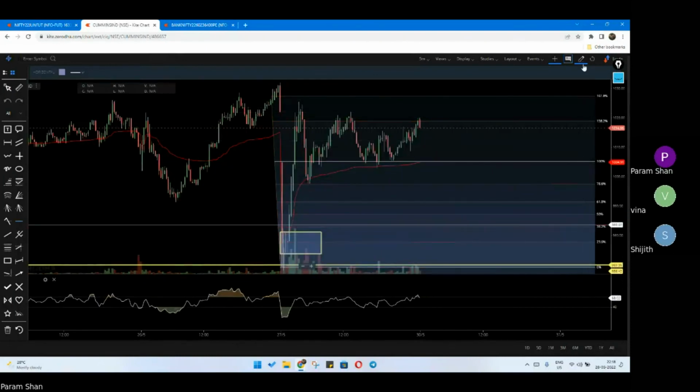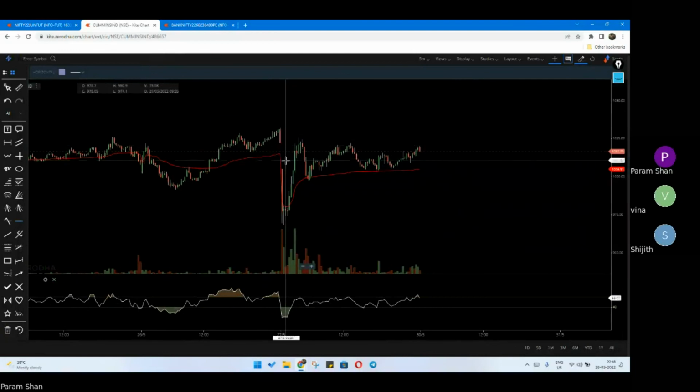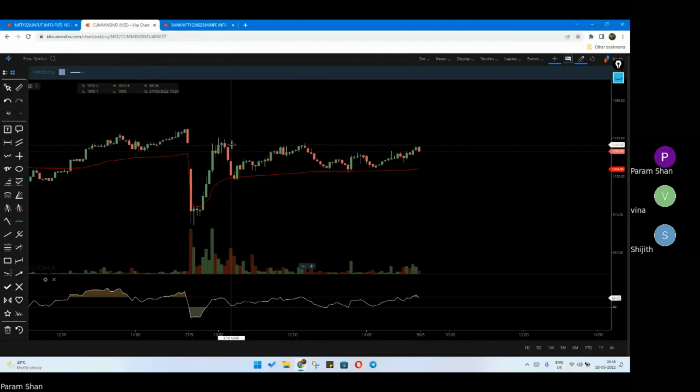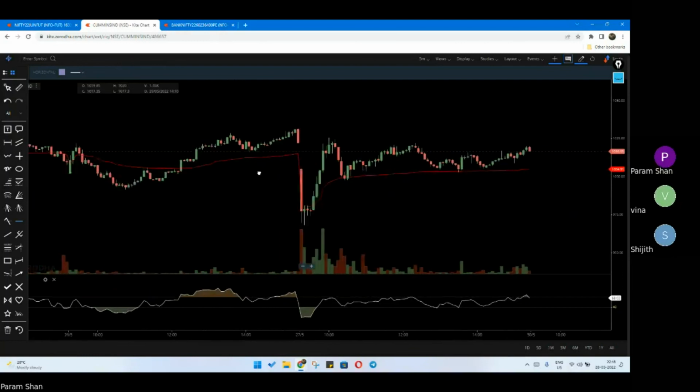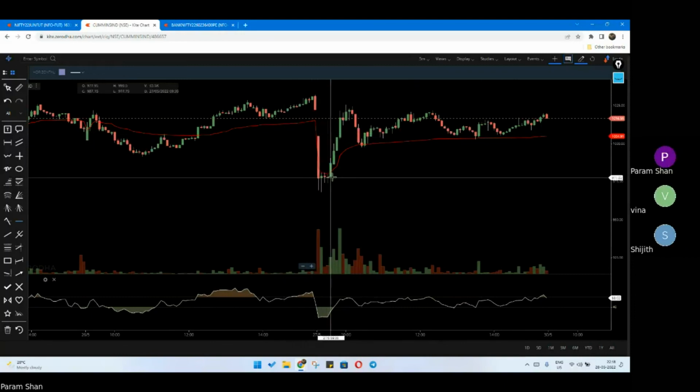You see what happened. It had a gap down, 1022 to 1005, right? Almost 15 points. Though it had a gap down, it continued to rally down. When it continued to rally down, what happened? It took a reversal suddenly and continuously recovered.